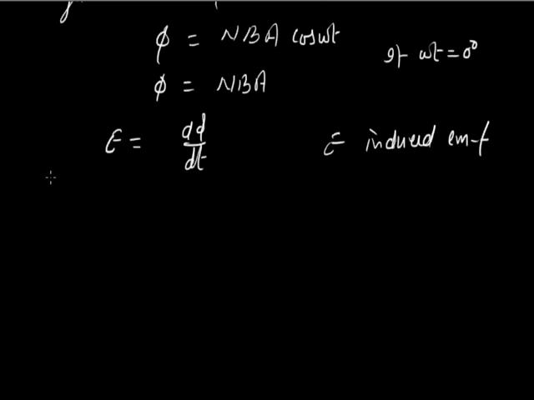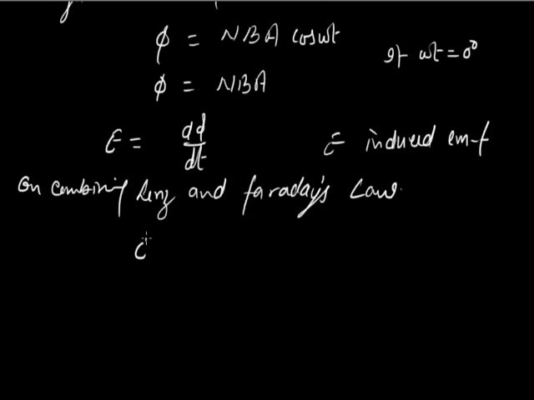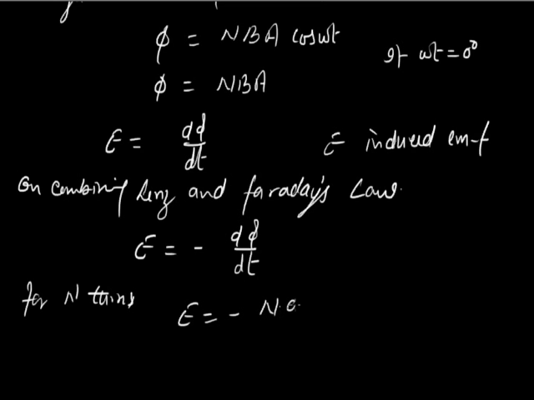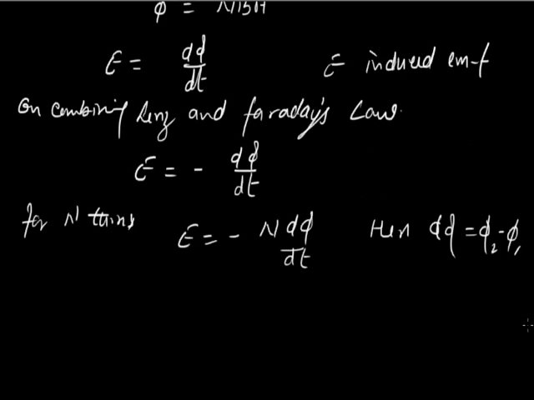If we combine Lenz's law and Faraday's law, E becomes minus d phi upon dt. For N turns, E is minus N d phi upon dt. Here d phi is phi 2 minus phi 1. Phi 2 means the final flux passing through the coil. Phi 1 is the initial flux passing through the coil.